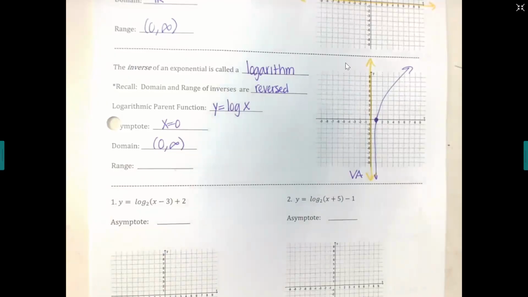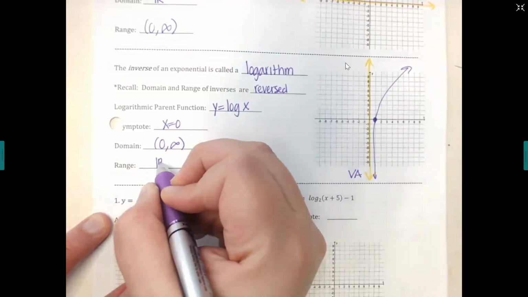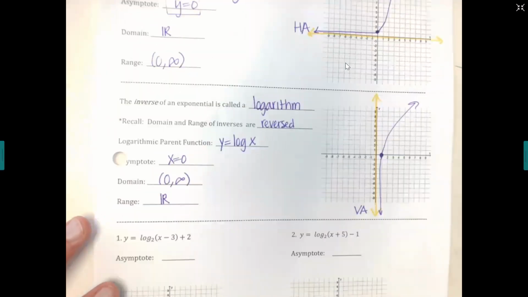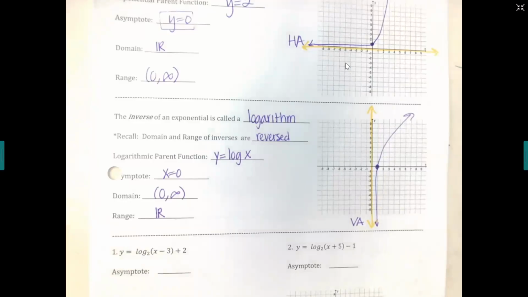Okay, then for my range, I have one side pointed down, one side pointed up. What's my range gonna be? All real numbers. And now will you just make an observation real quick? Do you see that the domain and range for the exponent are just reversed for the logarithm? That my domain was all real numbers, now my range is all real numbers. My domain was 0 to infinity, now that's my range.